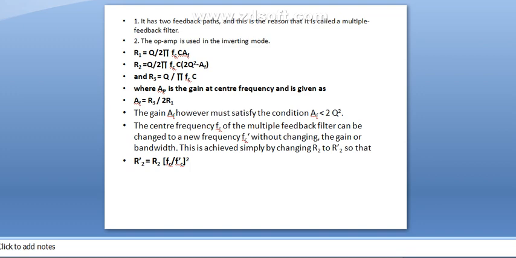It has two feedback paths. So here the op amp is used in the inverting mode. To find out R1, R2, R3, by using these relations we can find R1, R2, R3, and we can design the narrow band pass filter.